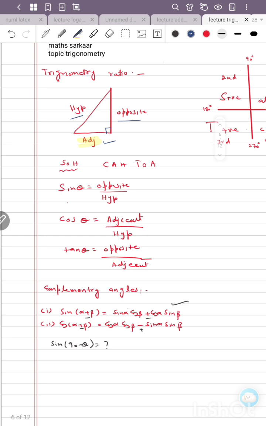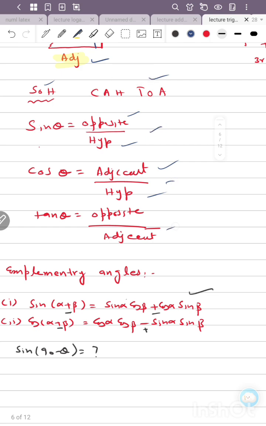adjacent. So we have to memorize the formulas. S means sine theta equals O, meaning opposite, over H, meaning hypotenuse. Similarly, cos theta is A, meaning adjacent, over H, meaning hypotenuse. Similarly, we have tan theta, where T means tan theta. Here O means opposite and A means adjacent. We got these three formulas.